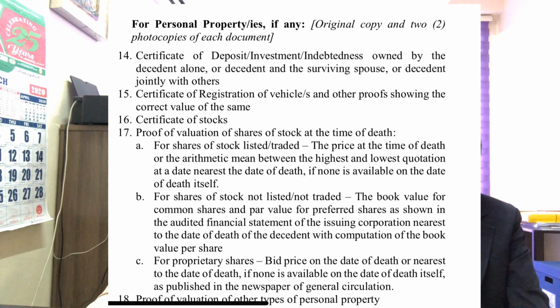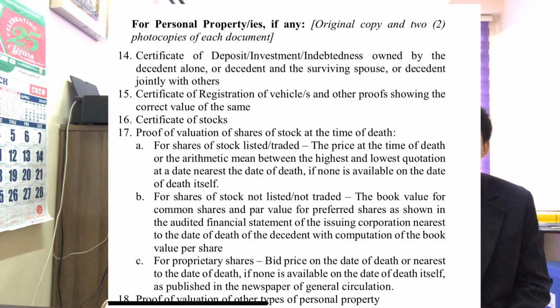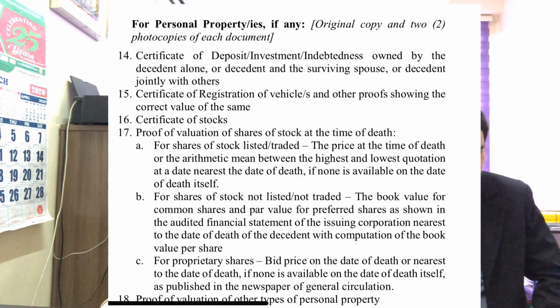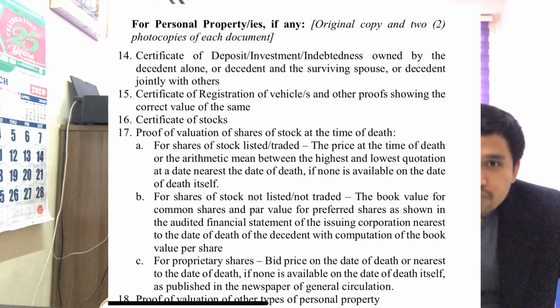So if the decedent owned a vehicle, then the certificate of registration of the vehicle. If the decedent owned stocks, then the certificate of stocks. We also provide proof of valuation of shares of stocks at the time of death and also proof of valuation of other types of personal property.